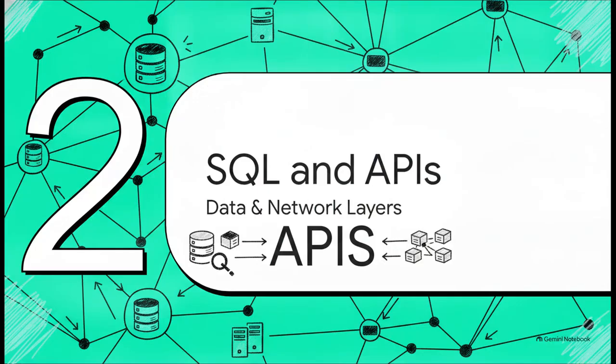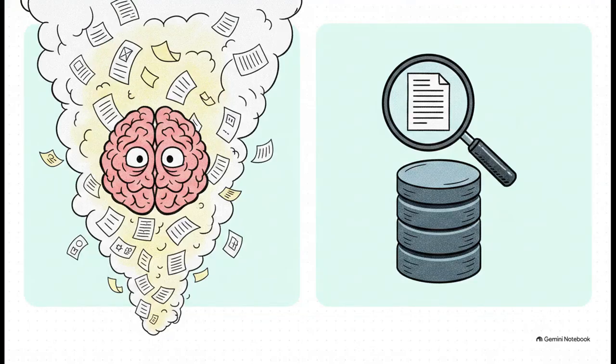Moving right along, let's see how this all builds in Section 2, Mastering SQL and APIs. Here we go. IEnumerable versus IQueryable. When you're using Entity Framework Core, IQueryable is your best friend because it translates your LINQ expression into an actual SQL query before execution. Basically, it lets the database do all the heavy lifting.